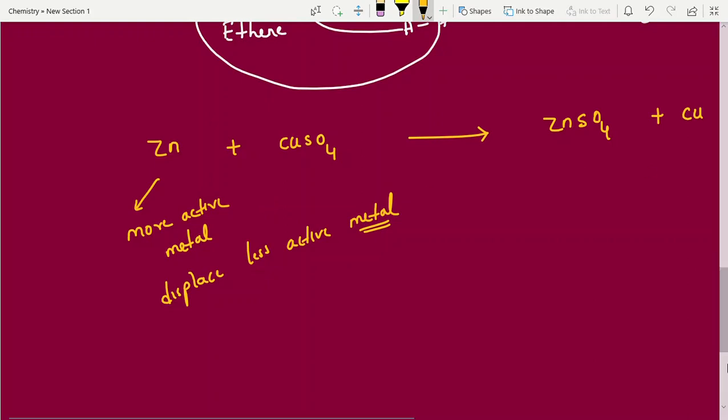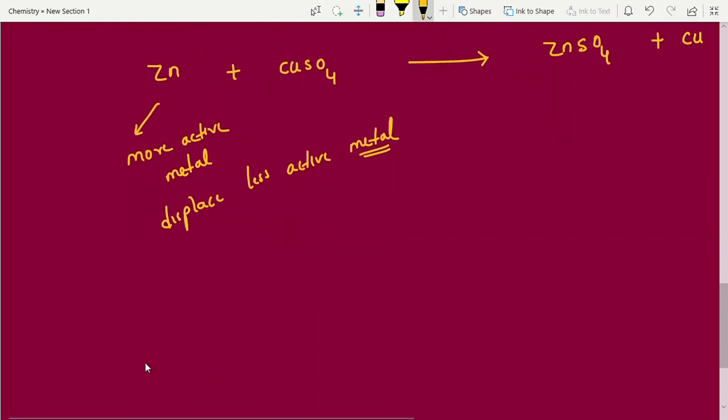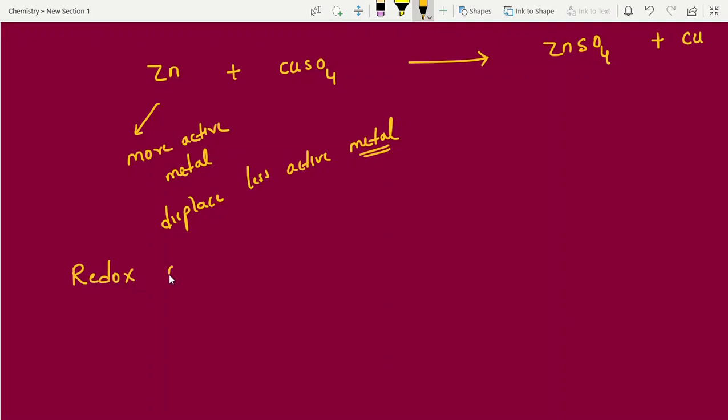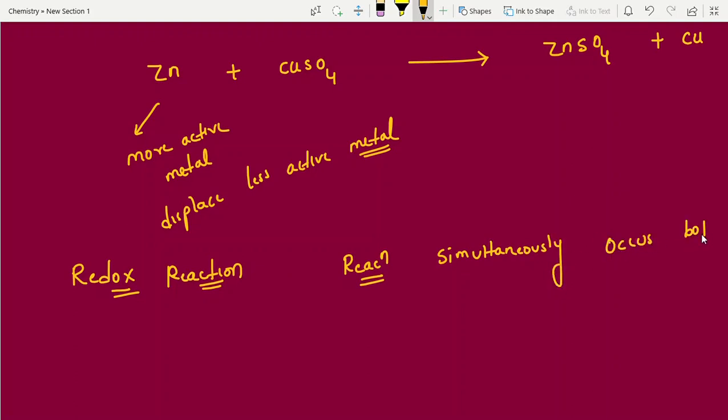Can you give the answer? First, before going to the calculation of oxidation state, I am giving one important point here: redox reaction. What is a redox reaction, students? A reaction in which both oxidation and reduction occur simultaneously. That's it. Both oxidation and reduction. Okay. The above reaction, whether it is redox or not, we can check.